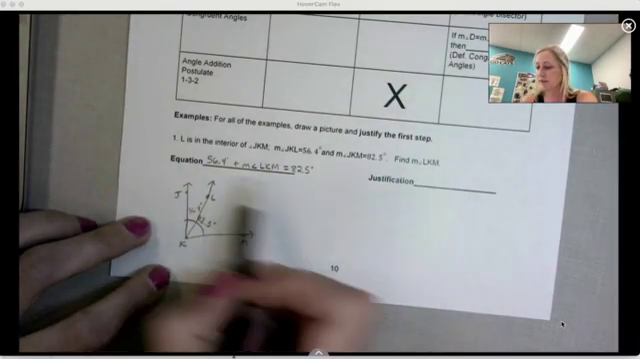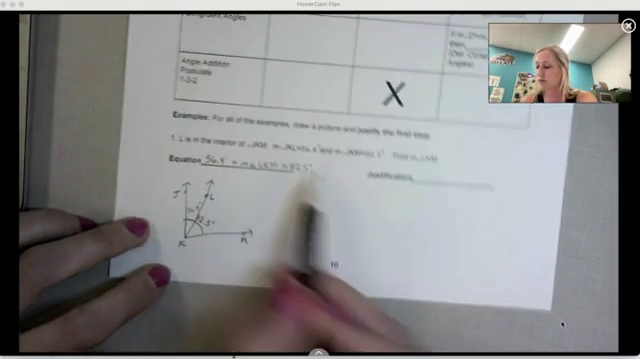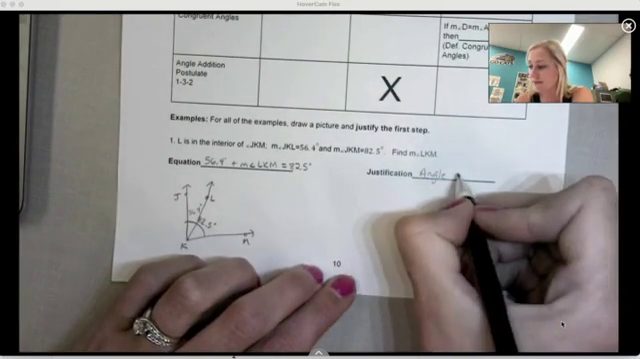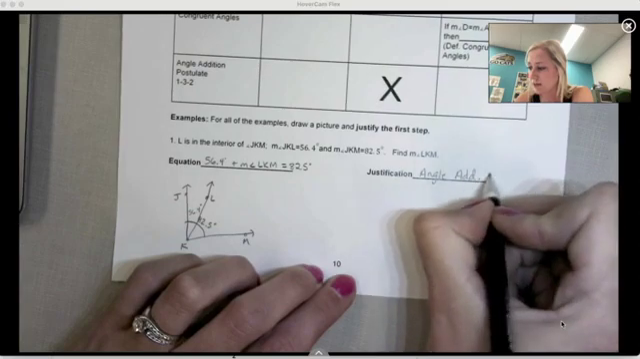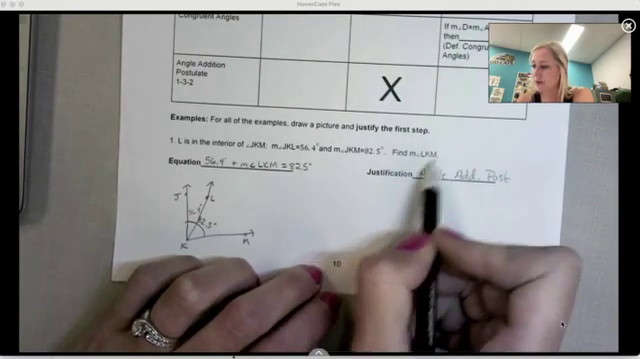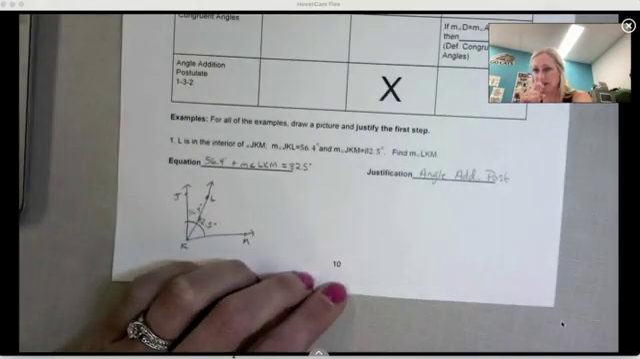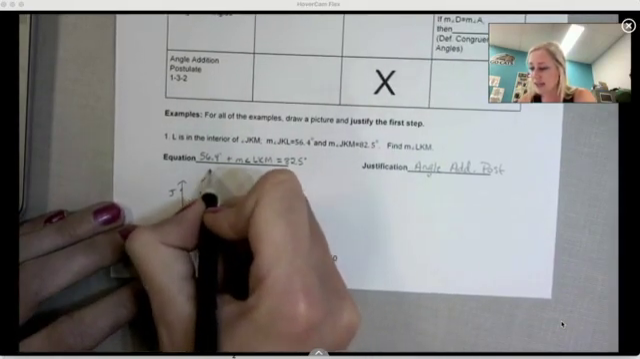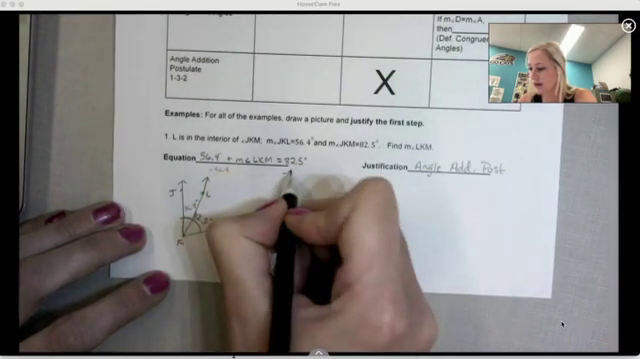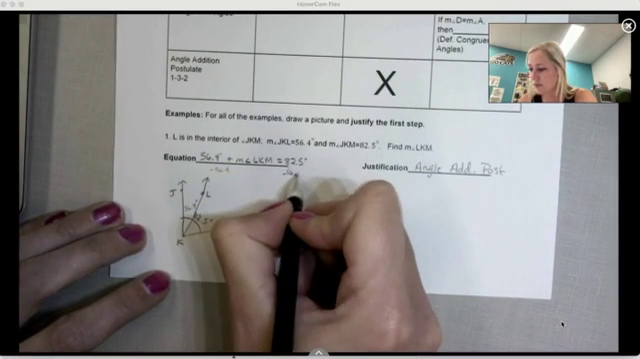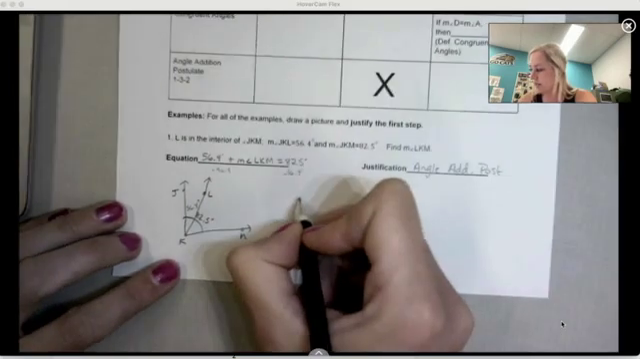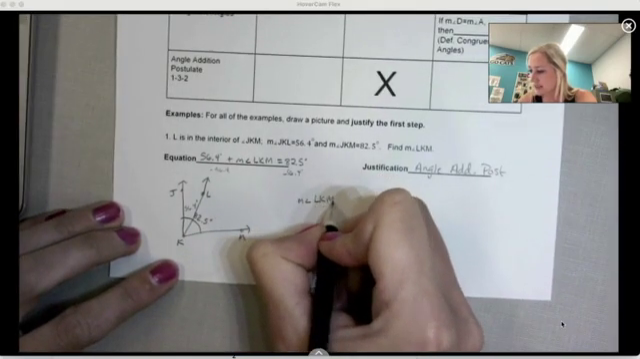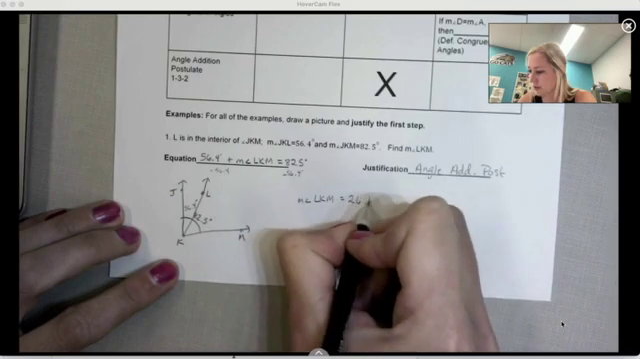So basically the setup of this is saying add the two small angles to equal the whole angle. That is our angle addition postulate. I'm going to abbreviate a little bit here. Okay, and then they want me to find LKM. So I don't have to justify the rest of the steps. I'm just going to get LKM by itself. So I'm going to subtract 56.4 from both sides. And when I do that, I get the measure of LKM to equal 26.1 degrees.